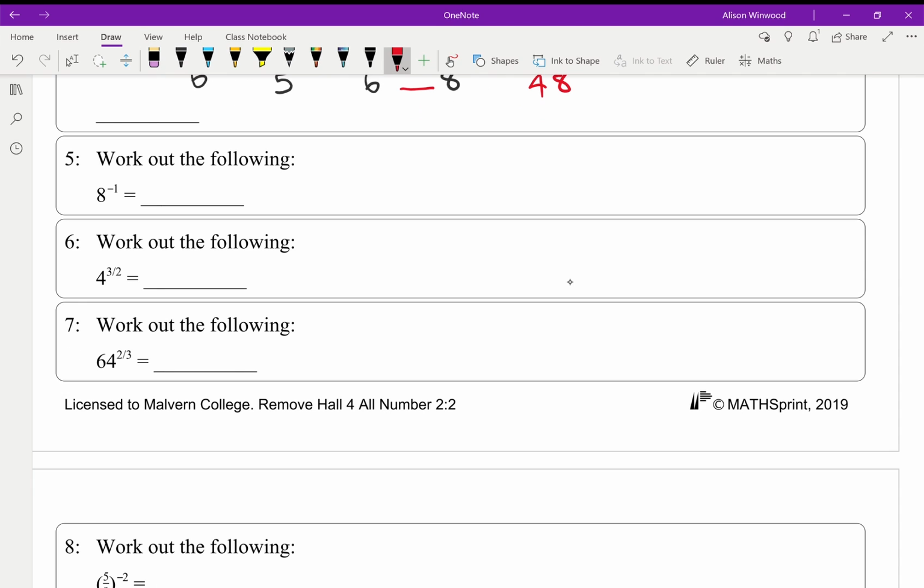8 to the -1, negative tells me it's 1 over, so this is 1 over 8 to the power 1, 8 to the power 1 is just 8. A denominator of 2 means I want the square root of 4, and then the numerator of 3 tells me I'm going to cube my answer. So the square root of 4 is 2, 2 cubed is 8.